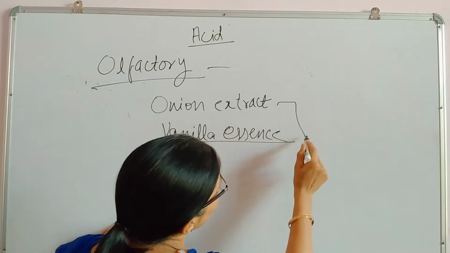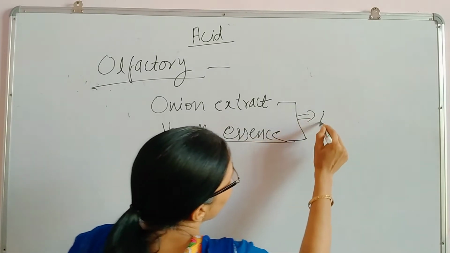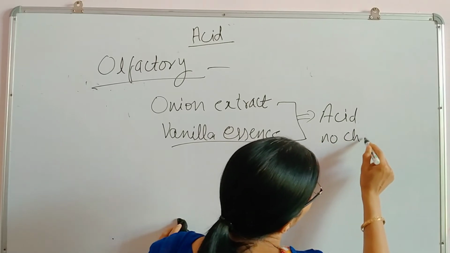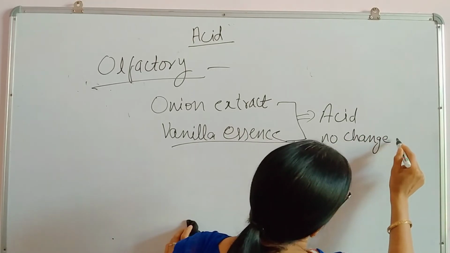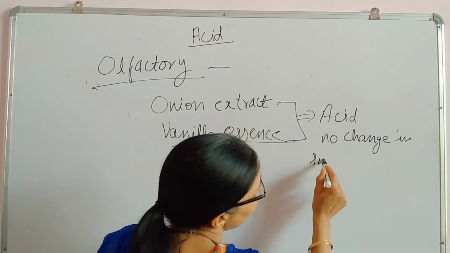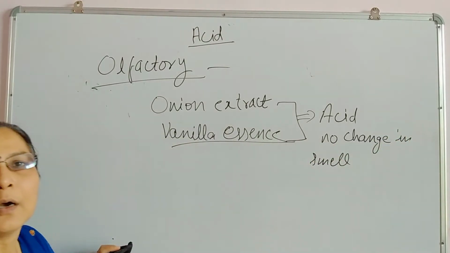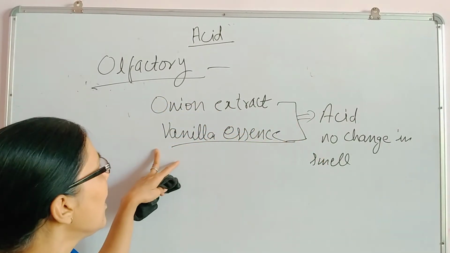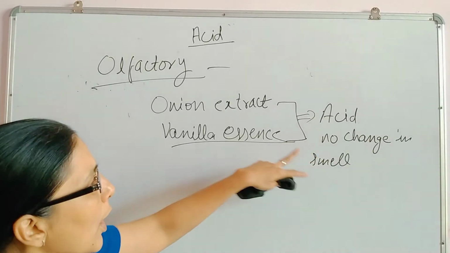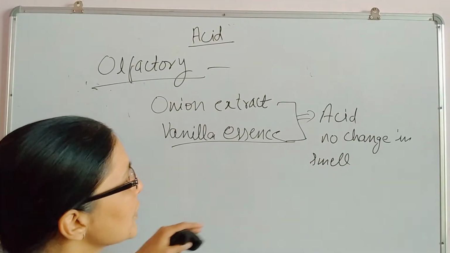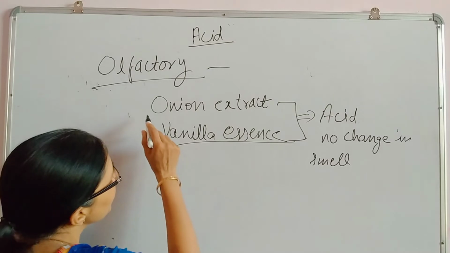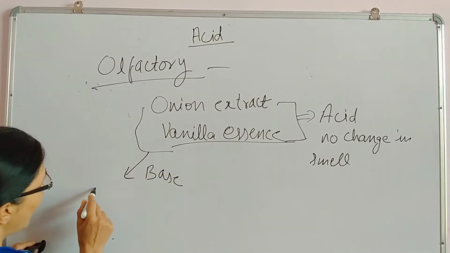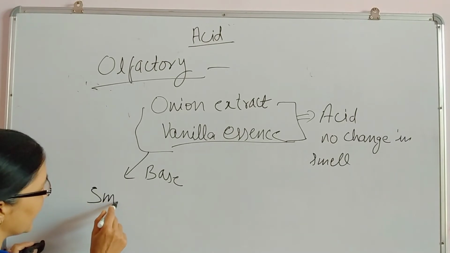So these indicators, when added to acid, show no change in smell. Onion extract when added to acid, no change in smell. Vanilla essence when added to acid, or clove oil when added to acid, no change in smell. But when these indicators are added to base, the smell will disappear.